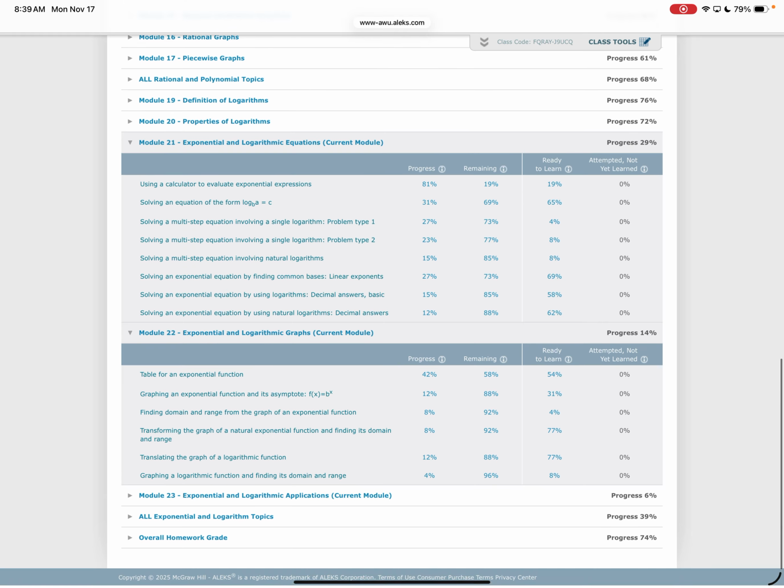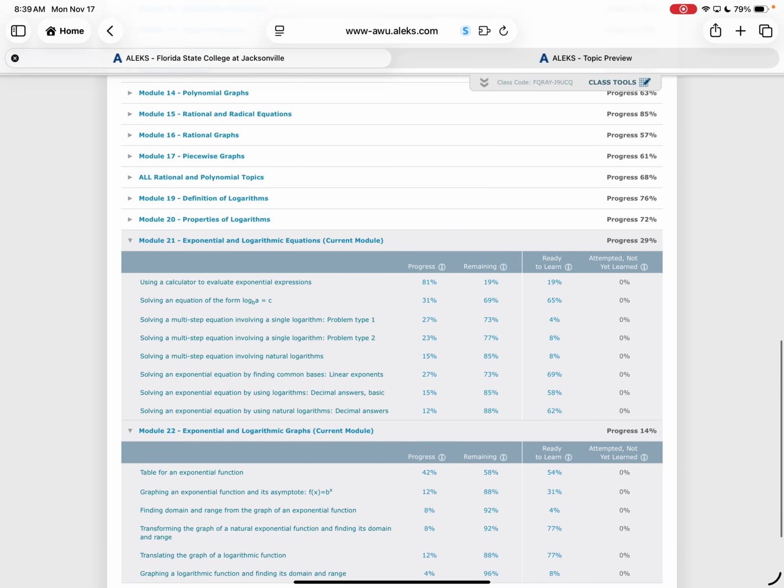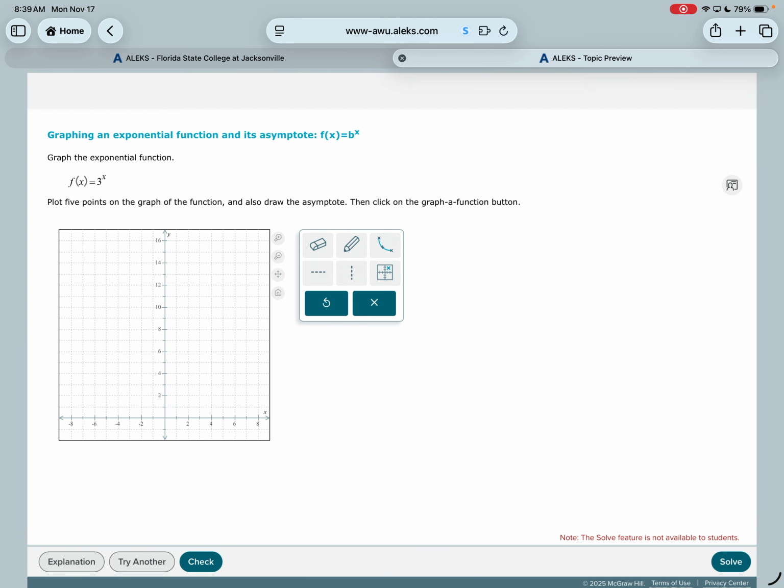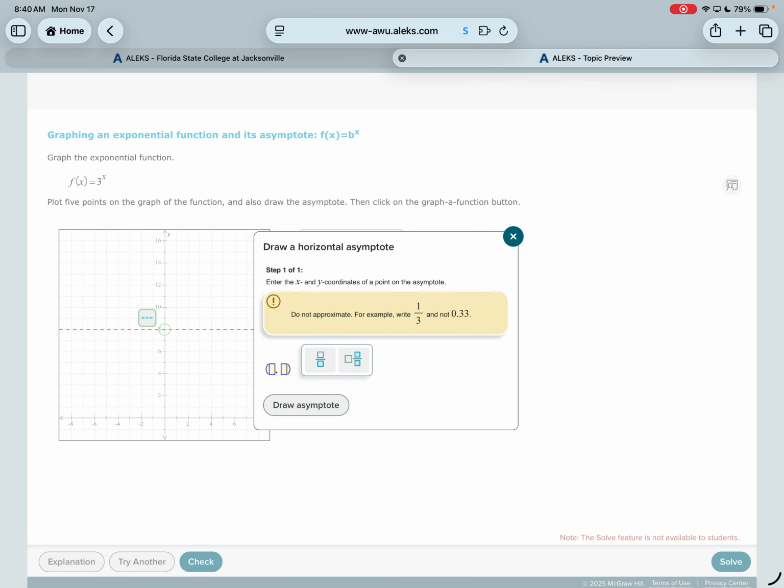So we got to go back to like -1. This would be 1/3, right? So I have (-1, 1/3) for one of my points. 3 to the -2 would be 1/3 squared, which is 1/9. You're definitely going to see the pattern here.